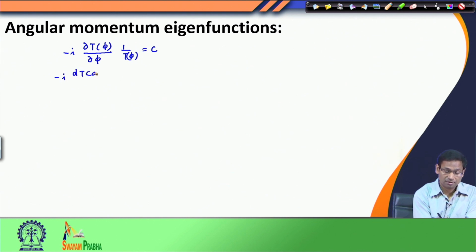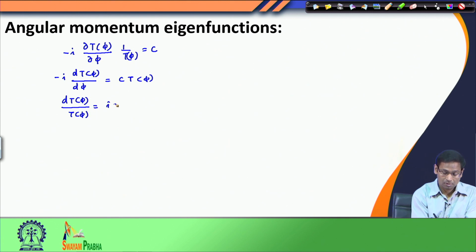So, I have dT/dφ = iT, or I can take this i to the right hand side and bring T of φ to the left hand side. Now I would integrate both the right hand side and left hand side. So, when I do this, I have ln of T of φ equals i c φ.